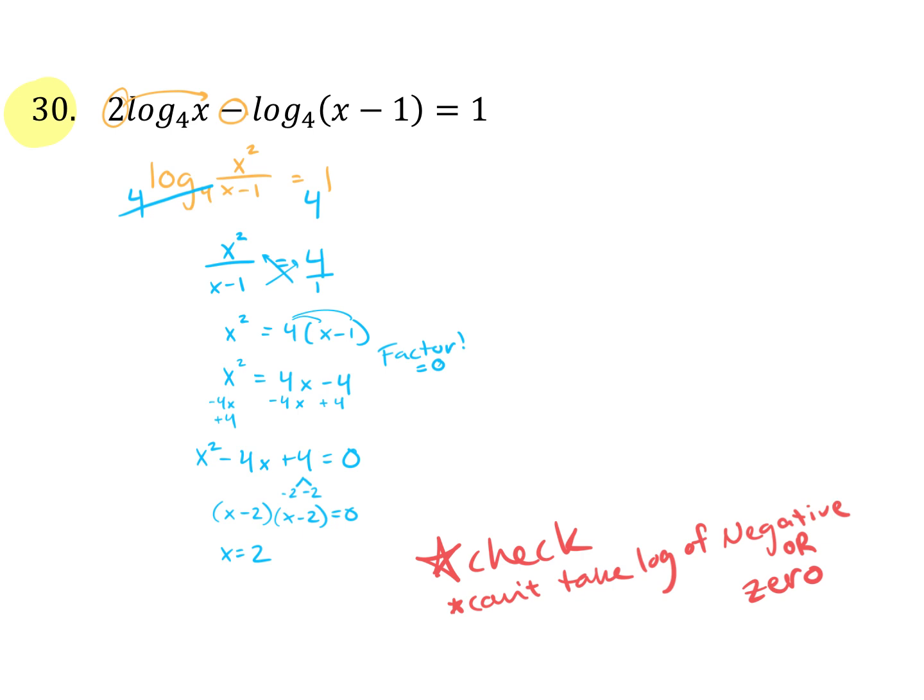So if we plug in 2, I can take the log of 2. That's fine. And then 2 minus 1 would be 1, so it works there too. So 2 would be my answer. So check for extraneous solutions, especially when you're dealing with logs.